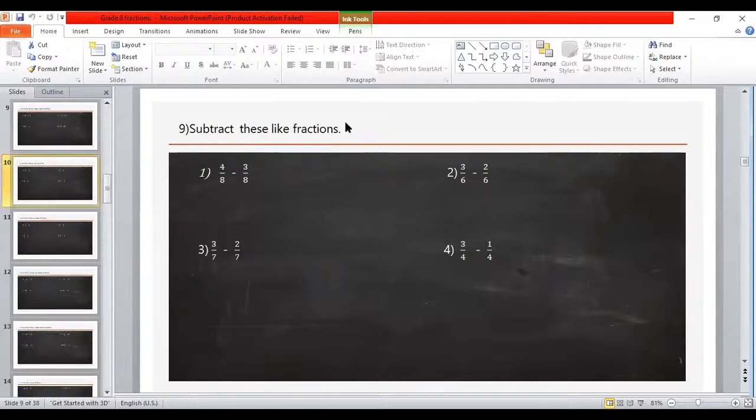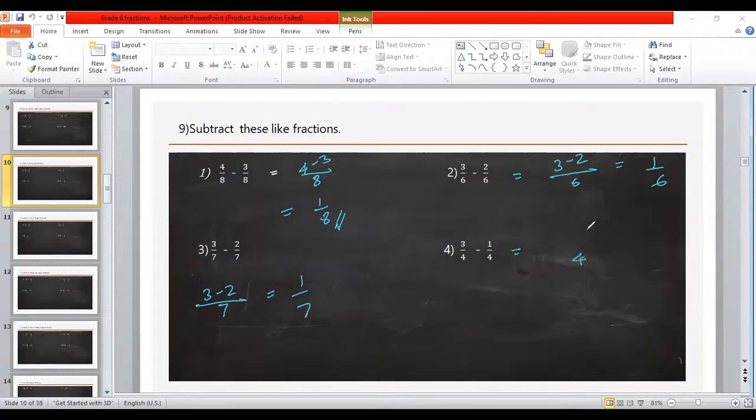Subtract these like fractions. Like fractions are easy to subtract, no need to waste our time. Straightaway, common denominator 8, 4 minus 3, that is 1 over 8. Here you can see common denominator 6, 3 minus 2, 1 over 6. Here common denominator 7, 3 minus 2, 1 over 7. Common denominator 4, 3 minus 1, answer is 2 over 4.